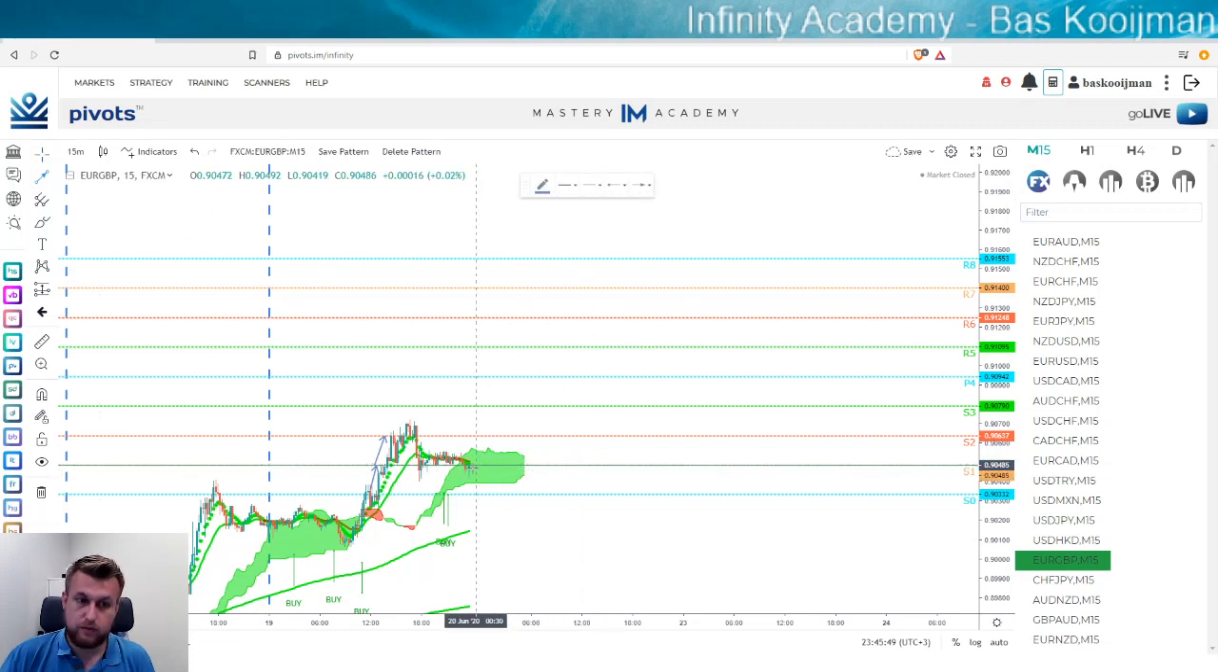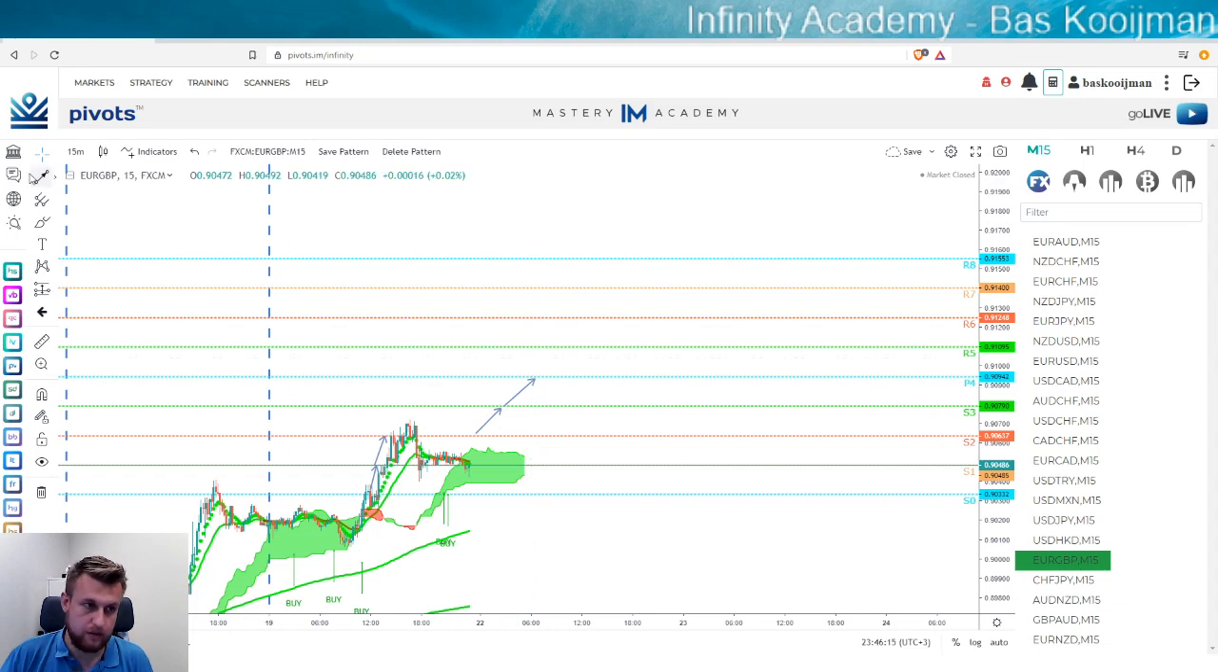Now, what I would really like to do is I wouldn't like to buy this market execution as the price is currently in the cloud. So I would like to buy this from S2 with a pending order, and I would go 15 pips, take profit 1, and 30 pips, take profit 2. Exactly the same as we did here before.